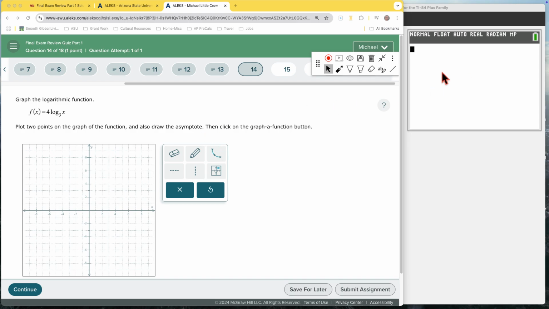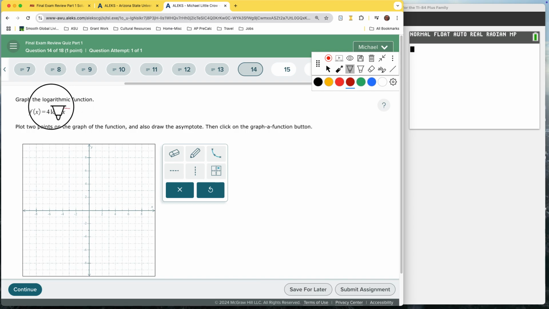Number 14, getting closer to that final one. We're asked to graph a logarithmic function. We need to find 2 points on the graph and then also draw the asymptote. First of all, we can think about asymptotes.